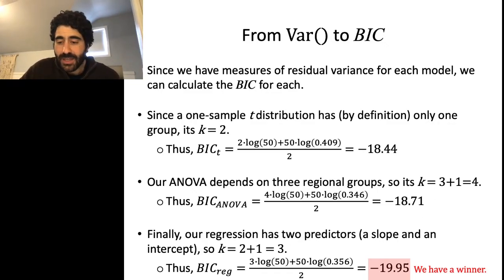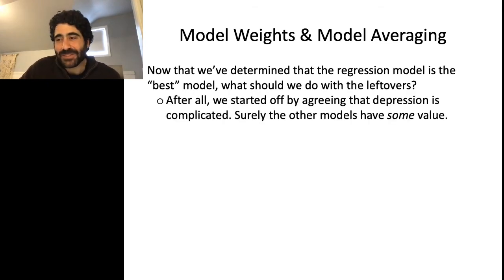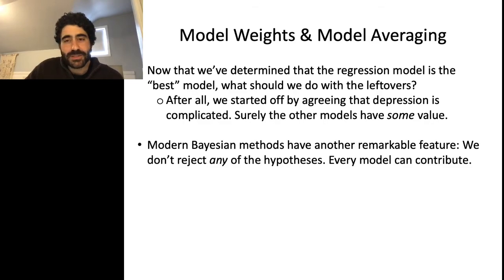So in practice, one of the questions here is, even after you have the best model, what should we do with the other models? For example, predicting depression is maybe kind of complicated. Maybe even though the religion model was not as good as the social connectedness one, maybe we don't want to ditch it entirely. Maybe it still has some extra value. And so a nice thing we can do with these Bayesian methods is that we don't have to actually reject any of the hypotheses. Remember, we're just trying to adjust our degree of belief in these different models.